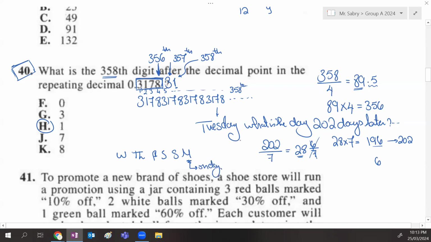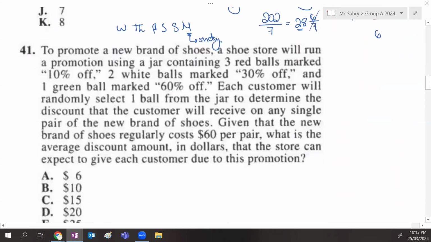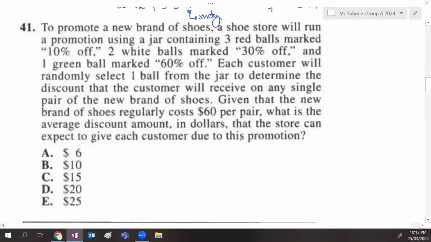Okay, let's try the next one, 41. To promote a new brand of shoes, a shoe store will run a promotion using a jar containing 3 red balls marked 10% off, 2 white balls marked 30% off, and 1 green ball marked 60% off. Each customer will randomly select 1 ball from the jar to determine the discount that the customer will receive on any single pair of the new brand of shoes. Given that the new brand of shoes regularly costs $60 per pair, what is the average discount amount in dollars that the store can expect to give each customer due to this promotion?